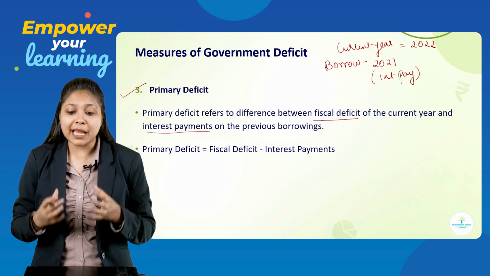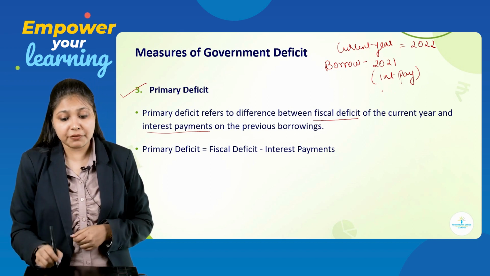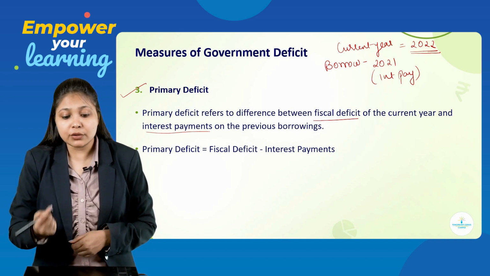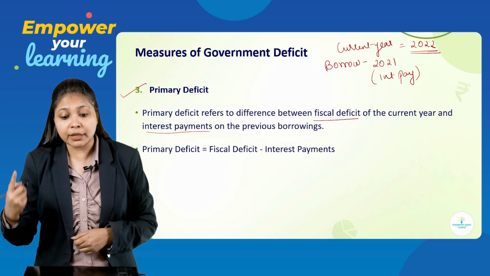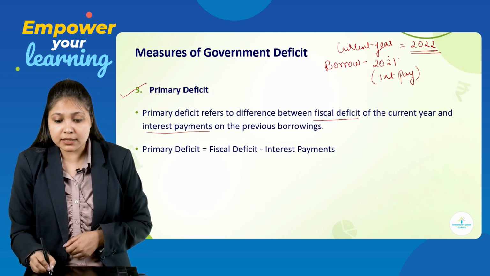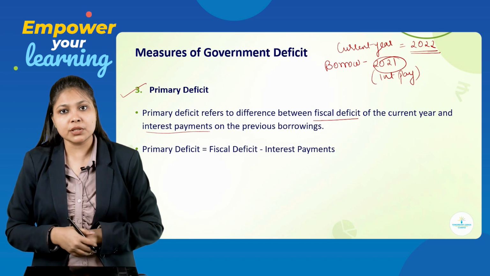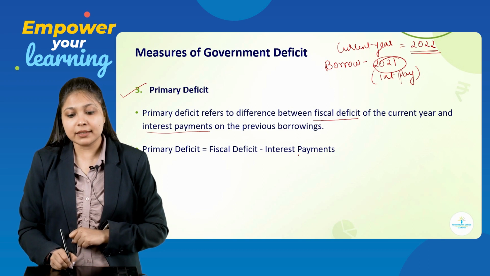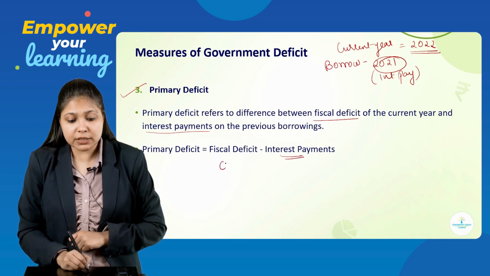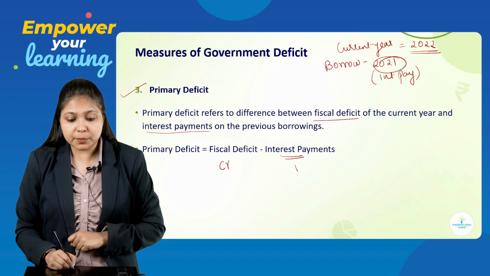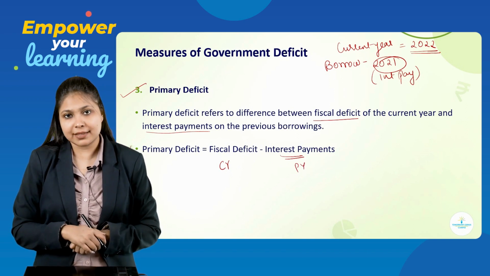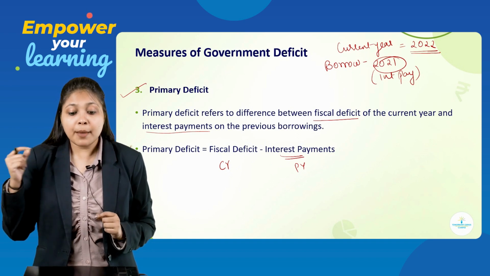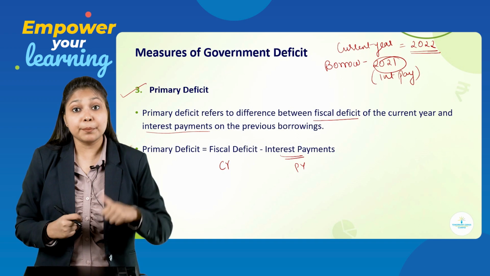So basically, primary deficit is going to be the fiscal deficit of the current year, that is 2022, and the interest payment which Indian government is doing on the previous year's borrowing, that means the borrowing which might be done in 2021. Formula of primary deficit is fiscal deficit minus interest payment. Again, fiscal deficit of current year and interest payment on borrowings from previous year. You have to remember this very properly. Fiscal deficit of current year minus interest payment of previous year.